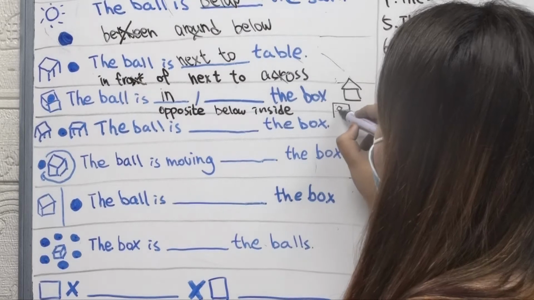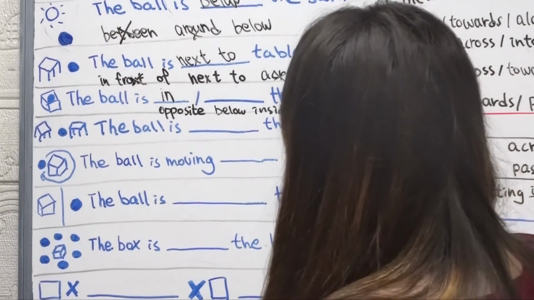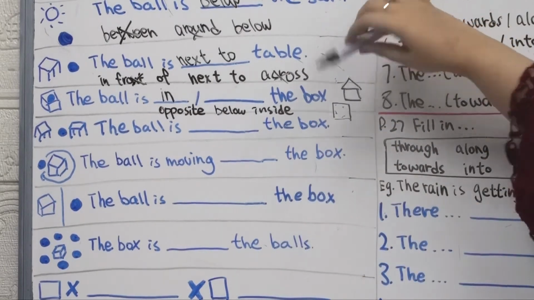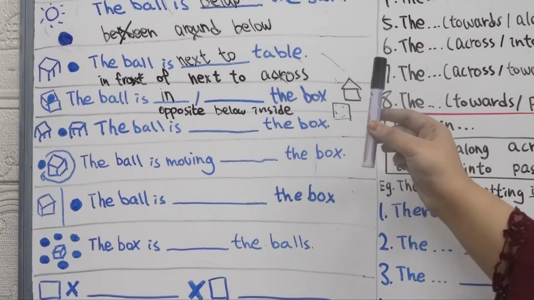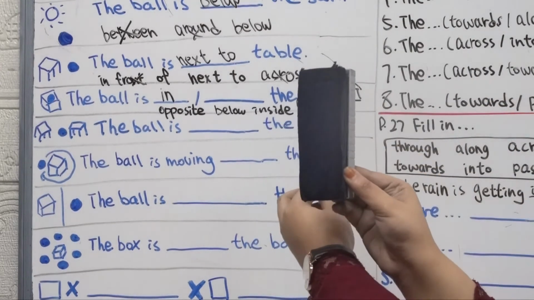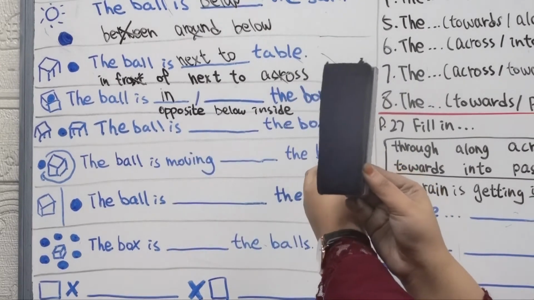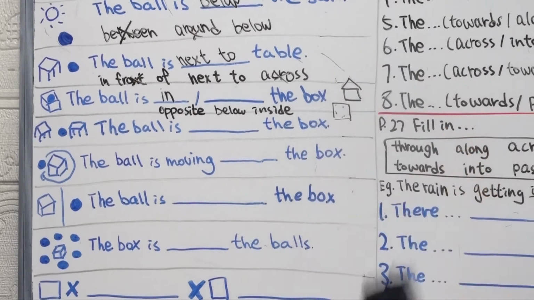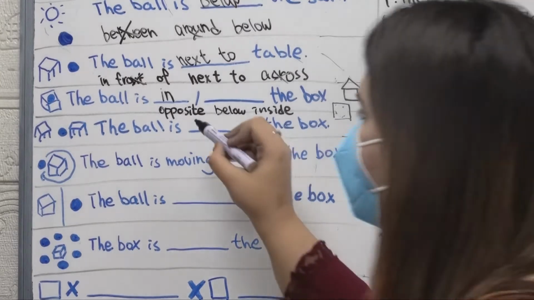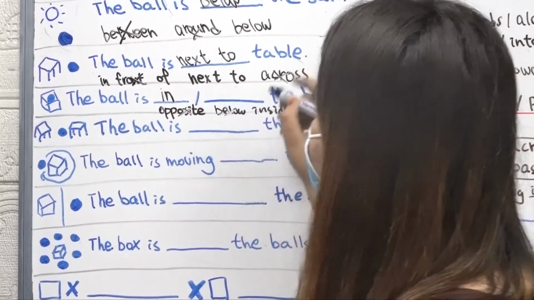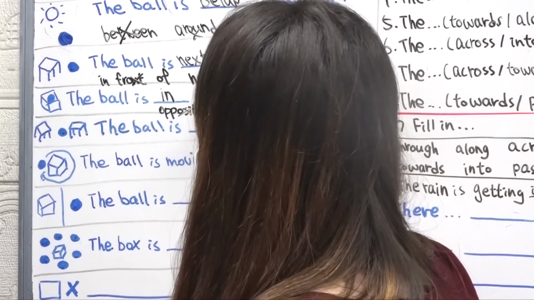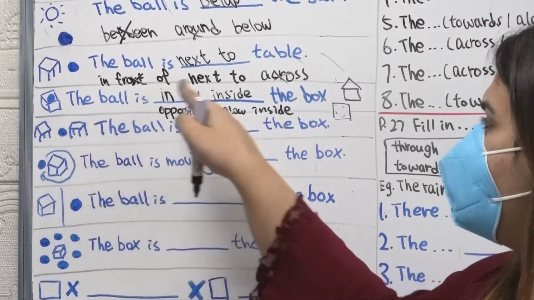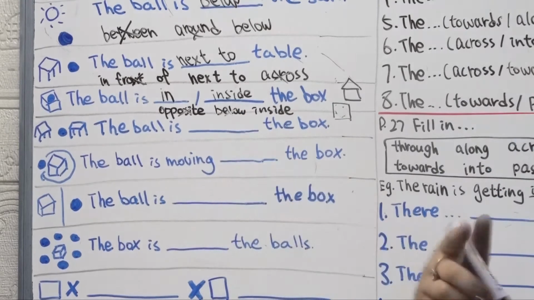I'm just going to draw something like a library. This even looks like a library. Alright, it's okay. If my house is here, and the library is just here, I'll say the library is opposite to my house. Opposite. So it's not opposite, right? It's not below. It's inside. Yes, inside. It's inside the box. The ball is in the box or the ball is inside of the box. Both of them are appropriate.